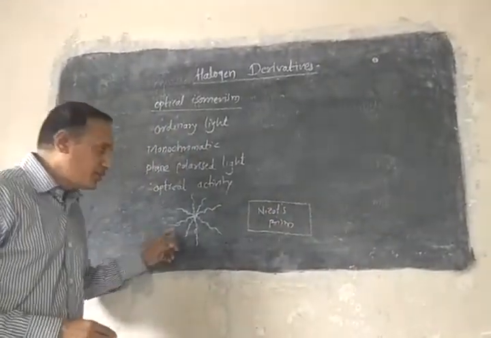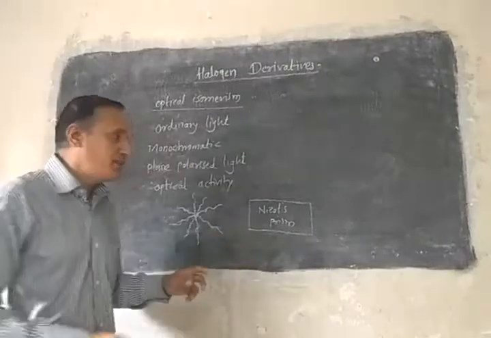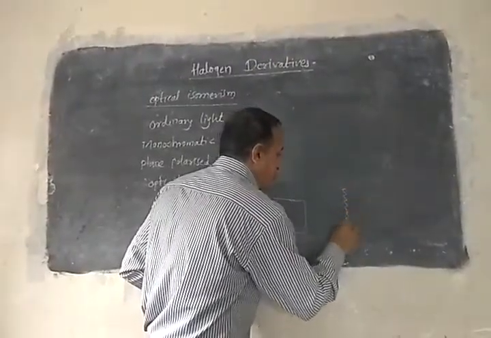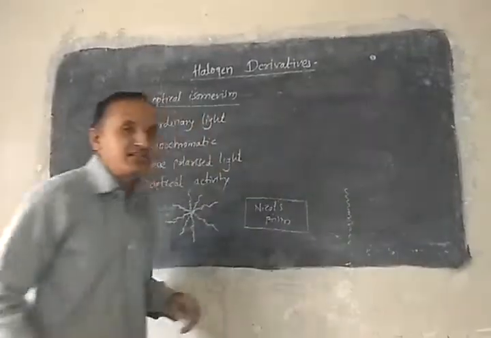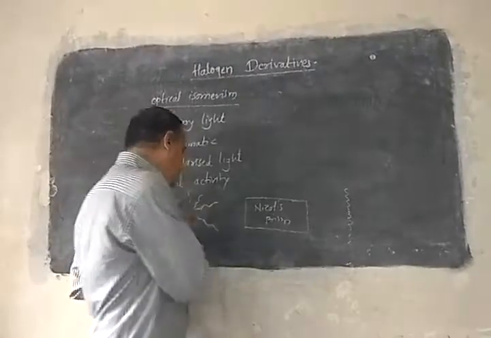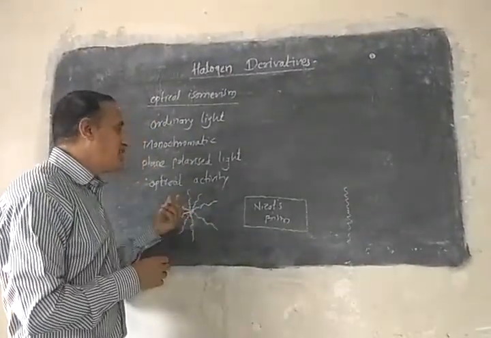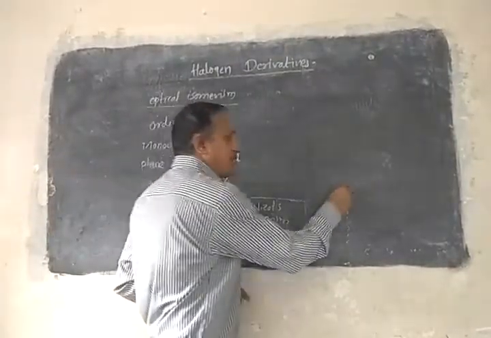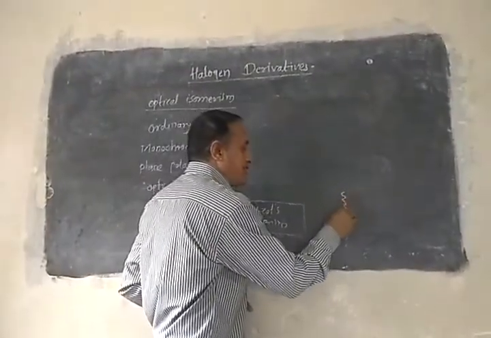When it oscillates, we can pass it through the Nicol prism. At that time, this light oscillates only in one direction, that is, in a perpendicular direction like this. So after passing this ordinary light through this Nicol prism, it oscillates in only one direction.